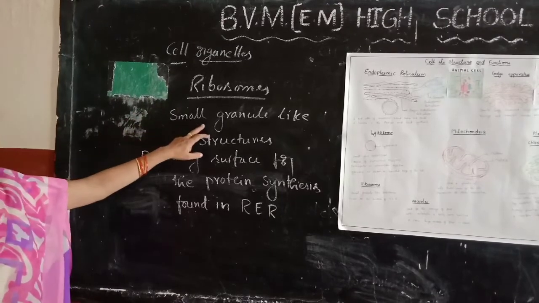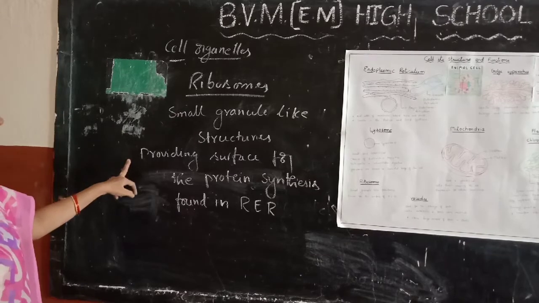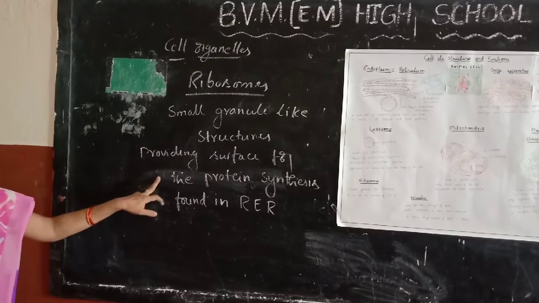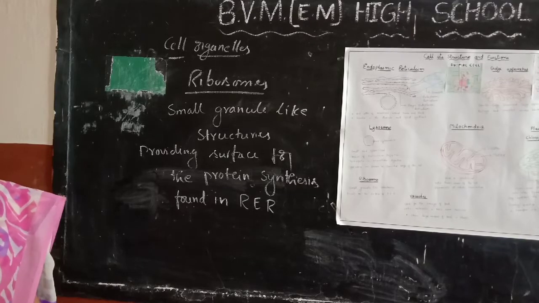Ribosomes are small granule-like structures. They are called ribosomes. They provide a surface for the synthesis of proteins. They are found in the rough endoplasmic reticulum.